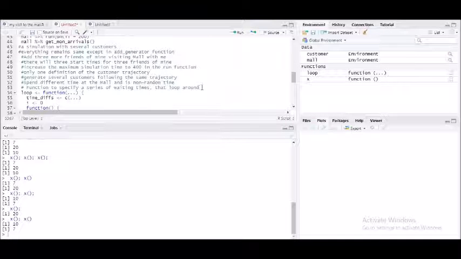So the definition of the customer trajectory, remember I was trying to draw this trajectory. This will remain the same for all of us, irrespective of how many friends are coming in. So generate several customers or several friends following the same trajectory. The path is the same for all of us. We are entering GIP Mall. Now only one definition of the customer trajectory: generate several customers following the same trajectory.